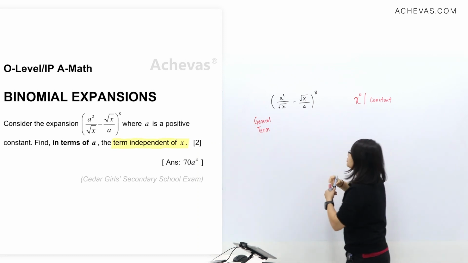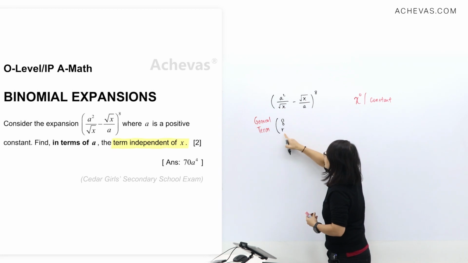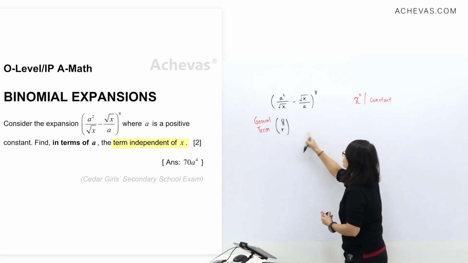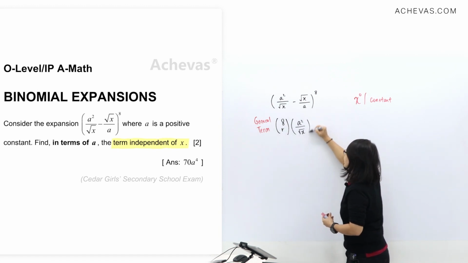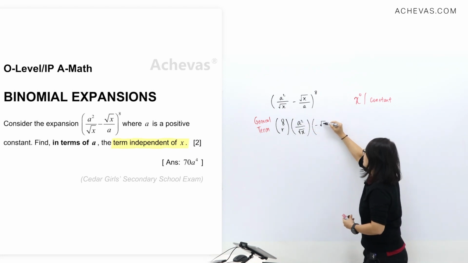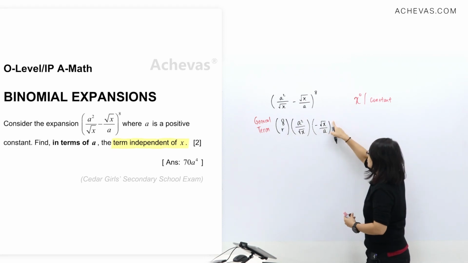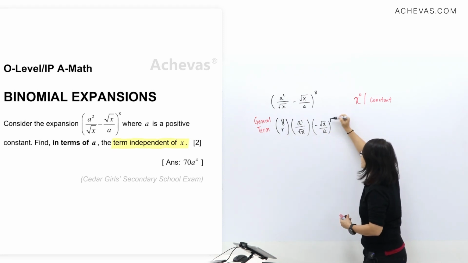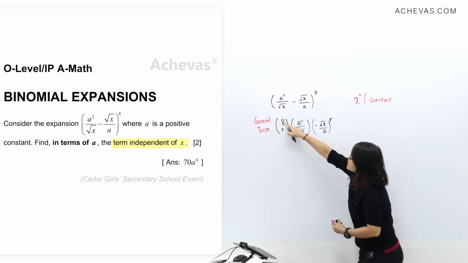What we're going to do is the binomial coefficient first, which is 8, with a random algebra letter r here. And I'm going to write down the two terms. First is this one here, a squared over square root x. Second term, be a bit careful. There's a negative here, so it's negative square root x over a. And I'm going to distribute the r onto the second term. I'll put it r. So the first term here will take the leftover power, which is 8 minus r.